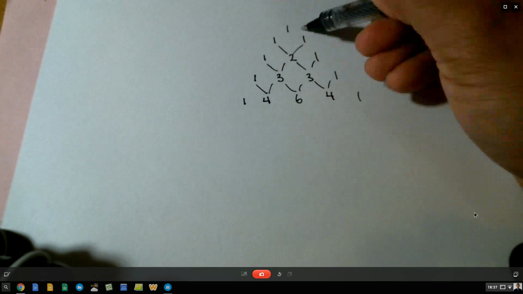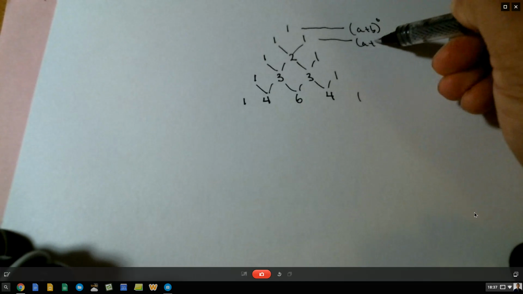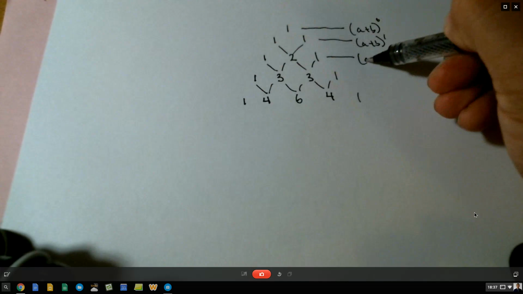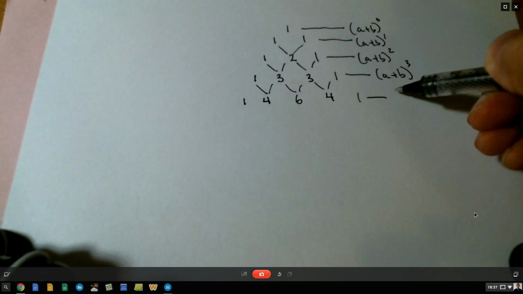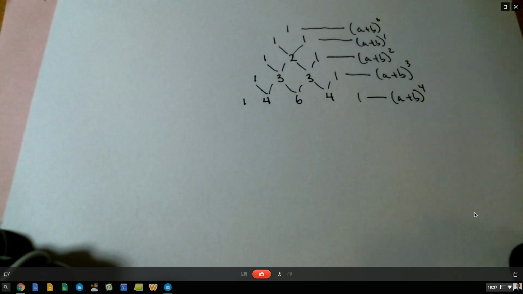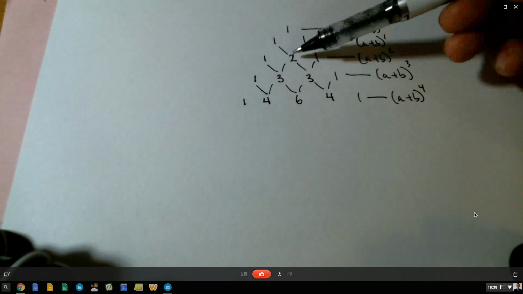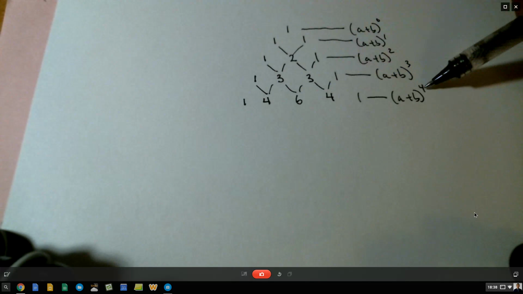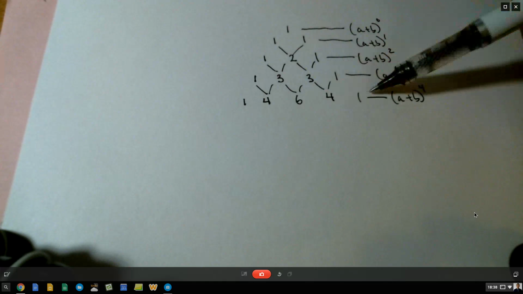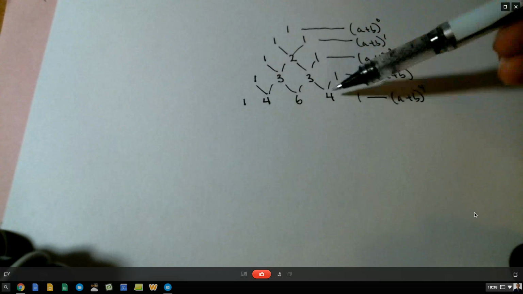Now, remember, this is a plus b to the 0th power, a plus b to the first power, a plus b to the second power, a plus b to the third power, so on and so forth. Okay, so notice that if you have a plus b to the second power, how many terms do you have? You have 1, 2, 3 terms. A plus b to the third power, 4 terms. A plus b to the fourth power, 5 terms. So it's always whatever exponent you have plus 1. That's how many terms there are.